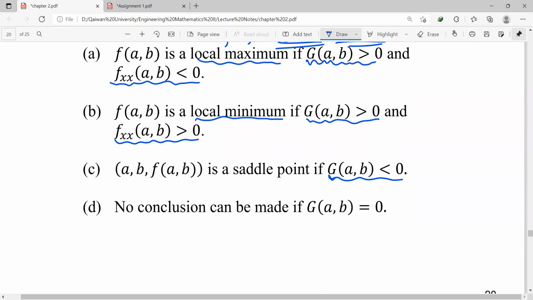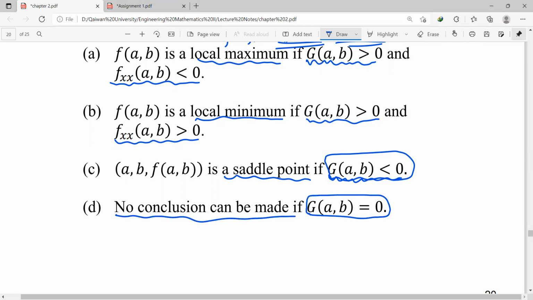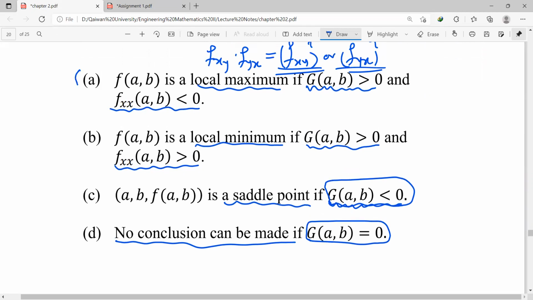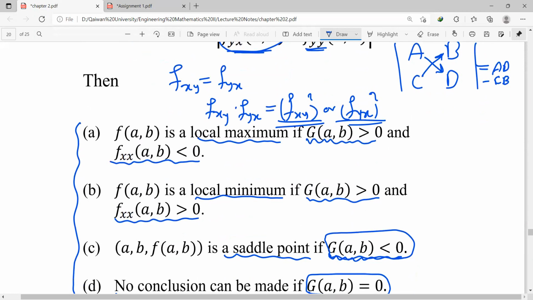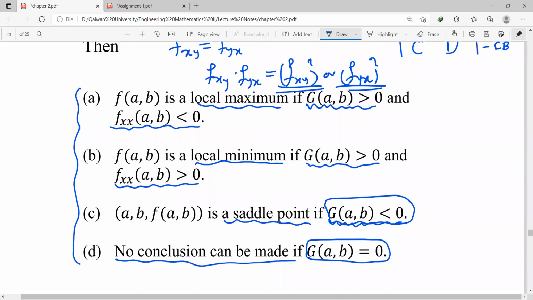But if g is less than 0, we have no condition on f sub xx. We say it's a saddle point. But if g is 0, we have no conclusion, so it's neither maximum, minimum, nor saddle point. That's none of them. Okay? So you have only these four cases for g for finding local maximum, local minimum, and saddle points.